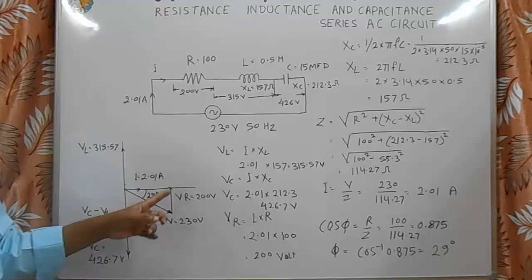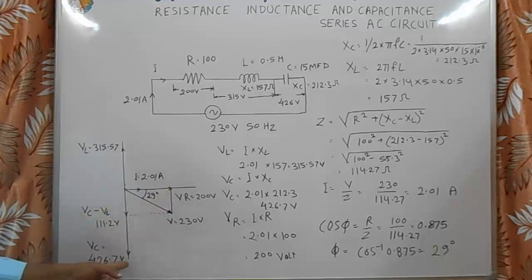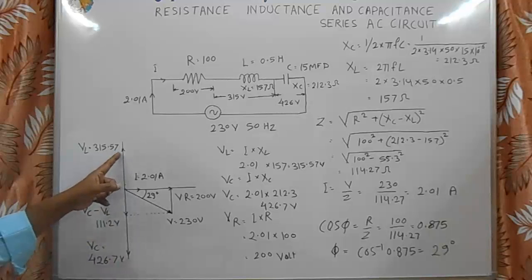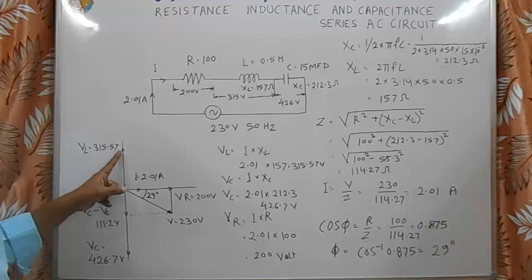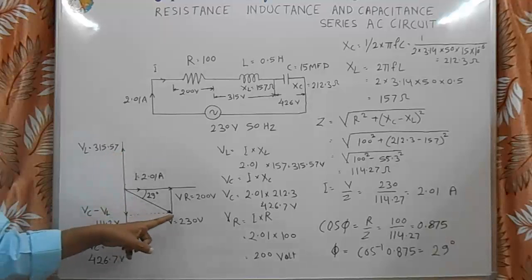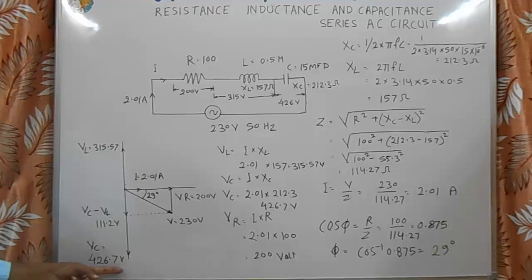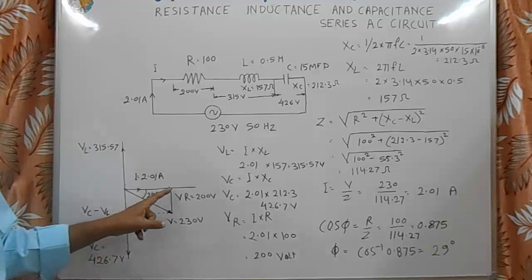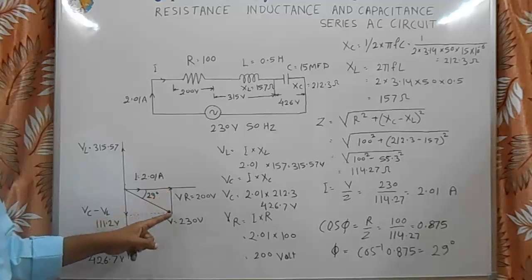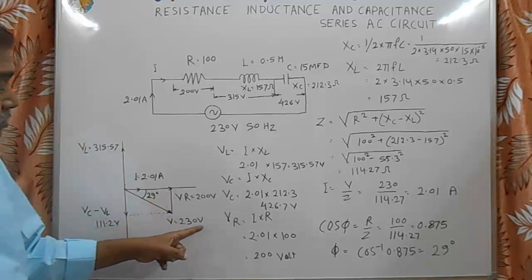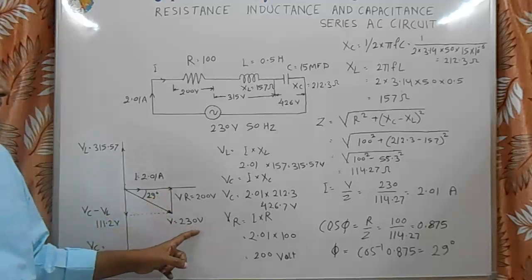The voltage across capacitance is leading the current. Means current is lagging. So voltage across capacitance is leading the current. So VC is equal to 426.7 volt here, and VL is equal to 315.57 volt here. So when we find the resultant, we have to subtract this 315 volt from this 426 volt. So VC minus VL is equal to 120 volt here, and VR is equal to 200 volt here. So the vector sum of these two voltages is equal to V, which is 230 volt. This 230 volt is the actual supply voltage.